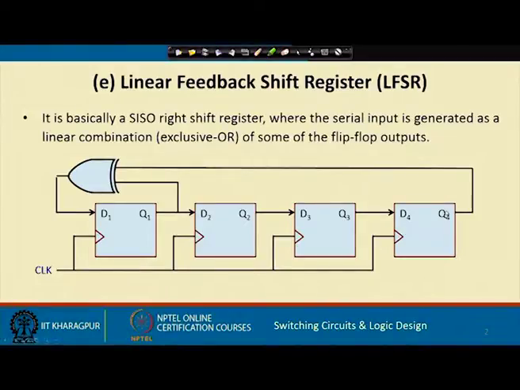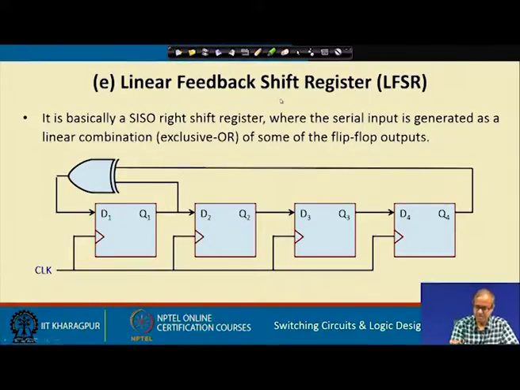So, we start with another variation of the shift register. We discussed 4 different types of shift register in the last lecture, namely ring counter, Johnson counter, bidirectional shift register and universal shift register. Now, here we consider another kind of shift register which is very useful in many applications, namely linear feedback shift register.